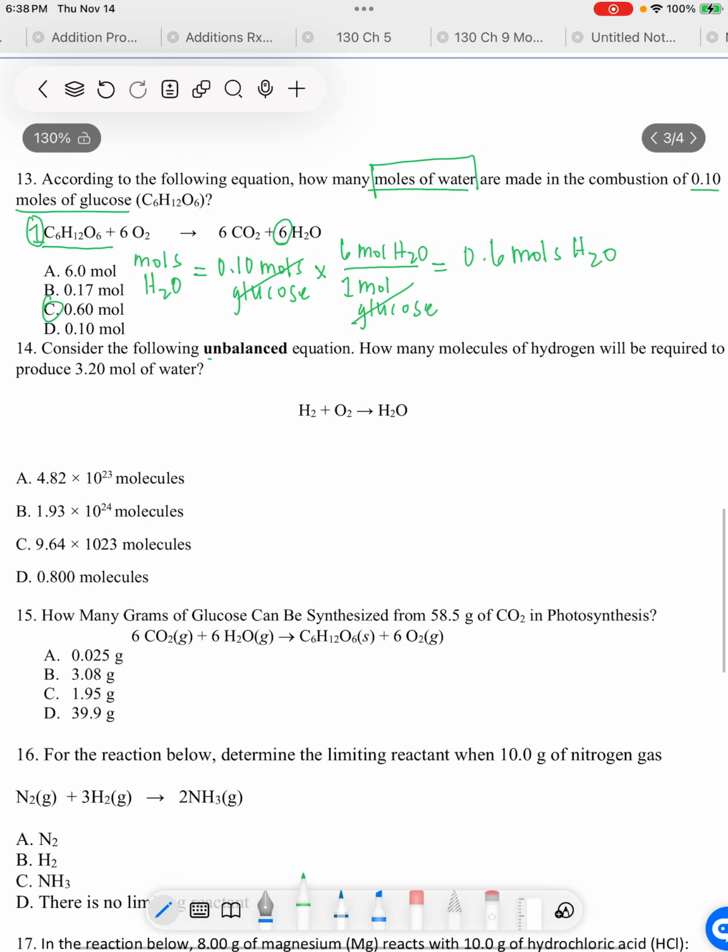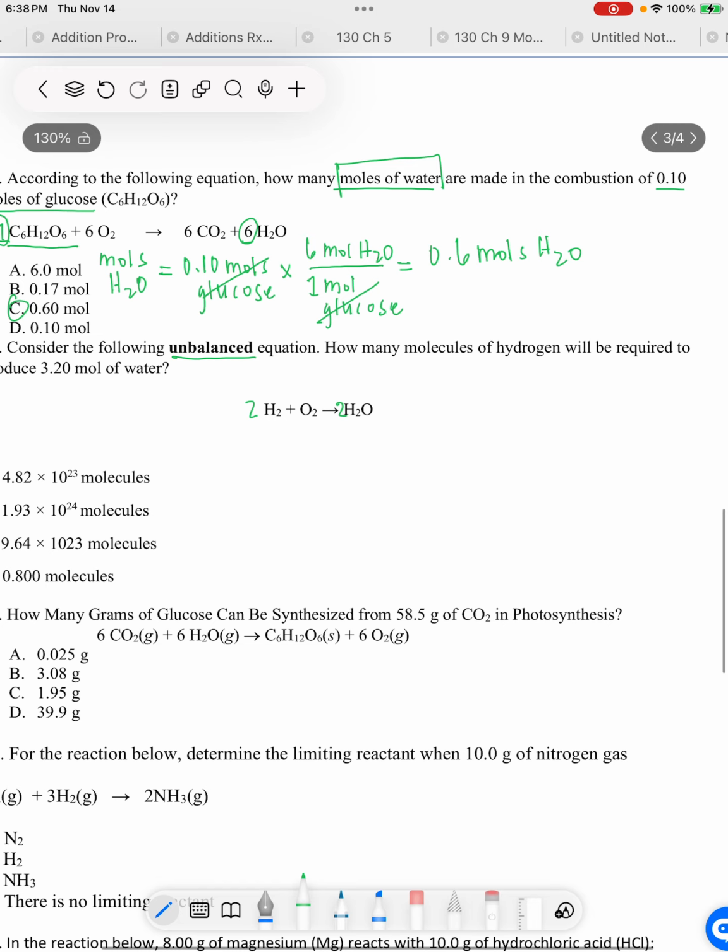Okay, so here he's telling us this equation is unbalanced. So before we do anything, let's balance this equation. So we have 2 hydrogens, 2 oxygens. On the reactant side, we have 2 hydrogens and 1 oxygen. You put a 2 here. Now I need to put a 2 here. And I think we're balanced. Let me write that a little better.